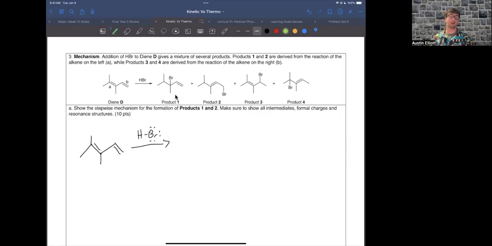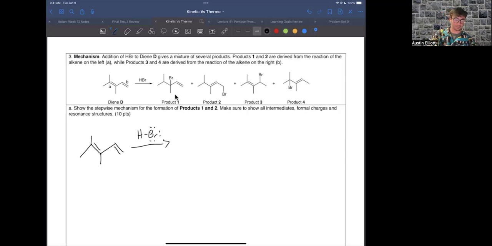When the double bond attacks the hydrogen, it forms a carbocation. It's able to do resonance, so then we get two different products from each alkene. And then we show all of those steps. And then at the end, we decide between the thermodynamic and the kinetic product, which we'll get into once we get through the mechanism part.